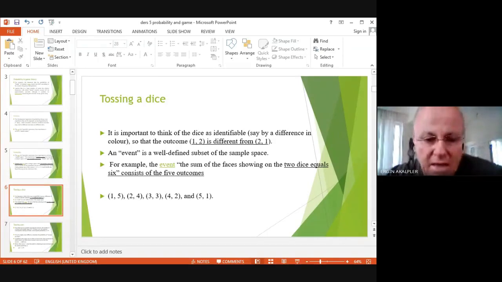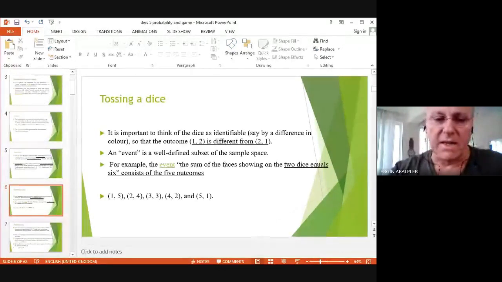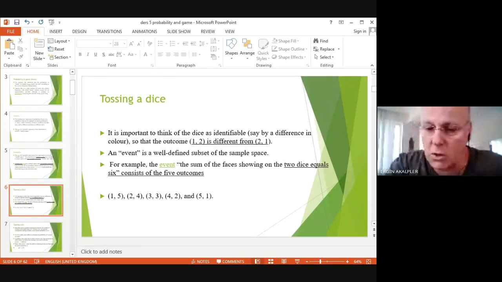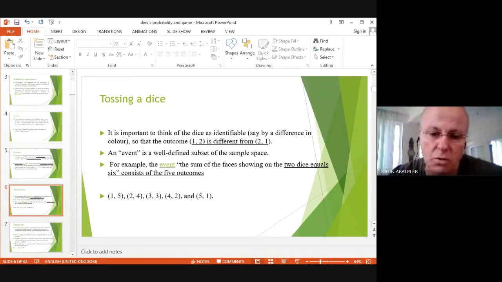dice. For example, the event that the sum of the faces showing on the two dice equals 6 consists of the five outcomes: 1 and 5, 2 and 4, 3 and 3, 4 and 2, and 5 and 1. Therefore, every possible combination can give you a different application if you are excluding the 6. Therefore, you have to put these combinations into a probability option, then you will get the best possible combination, which is in the end 36 tosses of these dice expected to be realized in the given scenario.